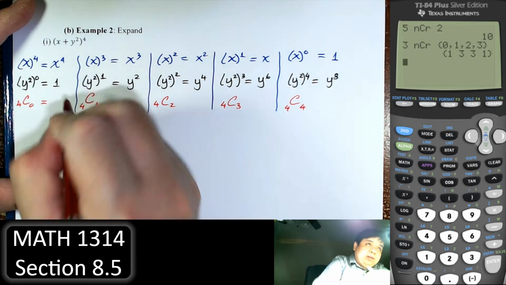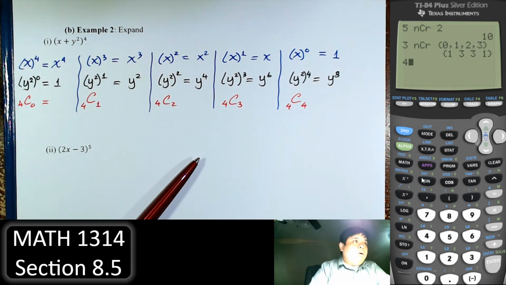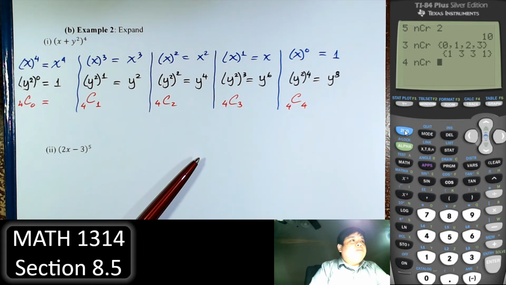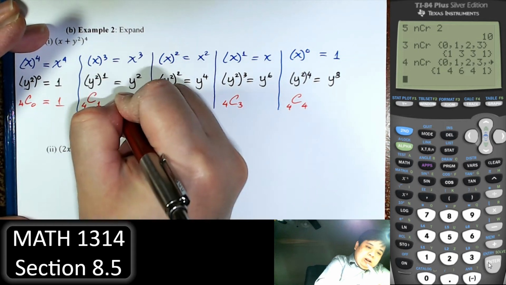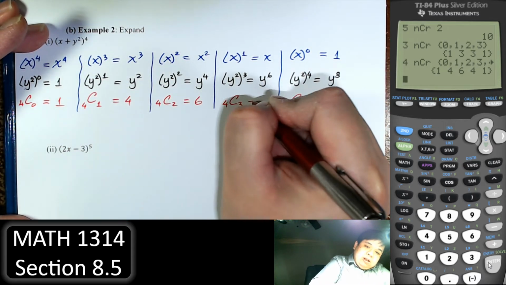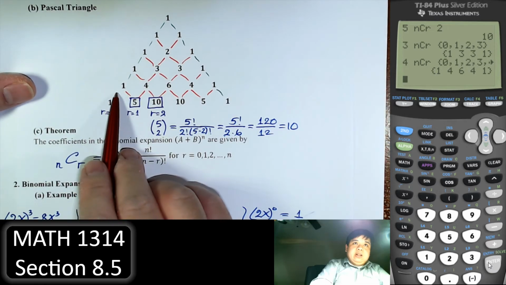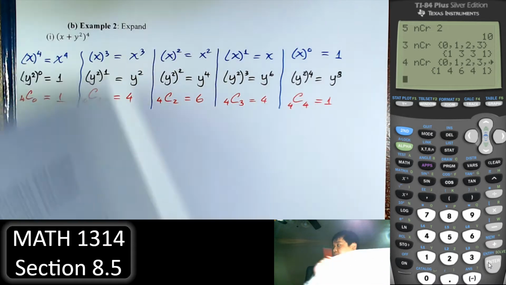Now the coefficient for math, probability, and then second parentheses 0, 1, 2, 3, and 4. Close the curly bracket. That's what we have. 1, 4, 6, 4, and 1, which is of course what we have from the Pascal triangle, this line.